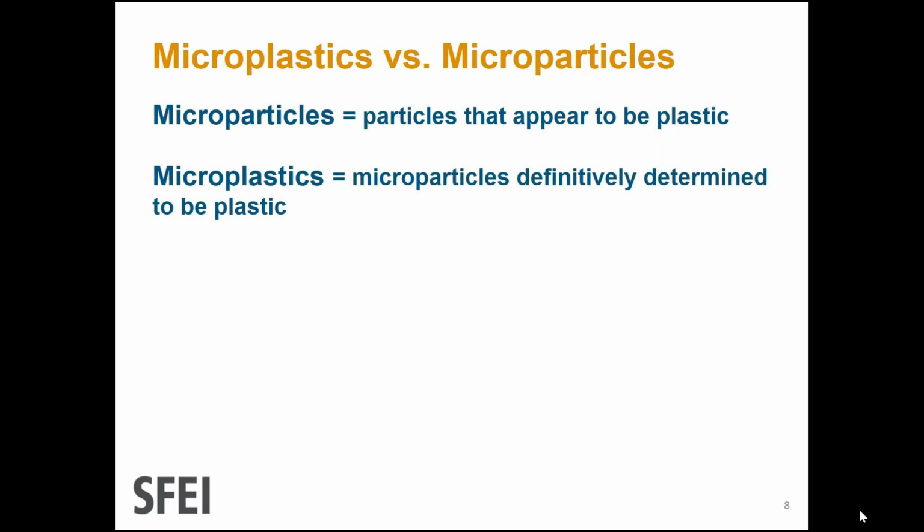In our study, we were very careful to be clear on our definition of microparticles and microplastics. Microparticles are particles that appear to be plastic and are smaller than that 5 millimeter dimension. Microplastics are microparticles that have been definitively determined to be plastic using analytical methods. And this is in recognition of the way the study of microplastics has evolved, where we realize that as we look at smaller and smaller particles, some of these small particles might be hard to distinguish whether they are plastic or not.